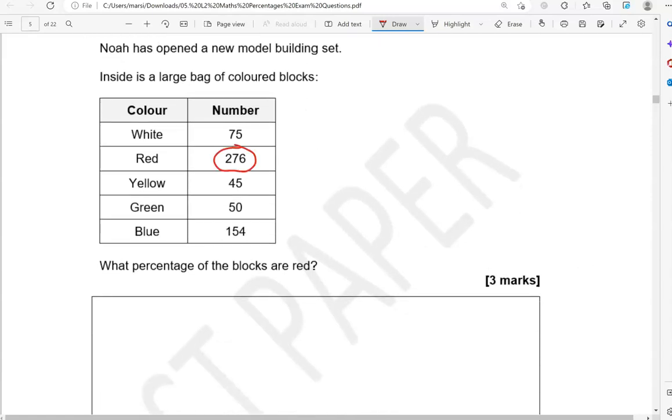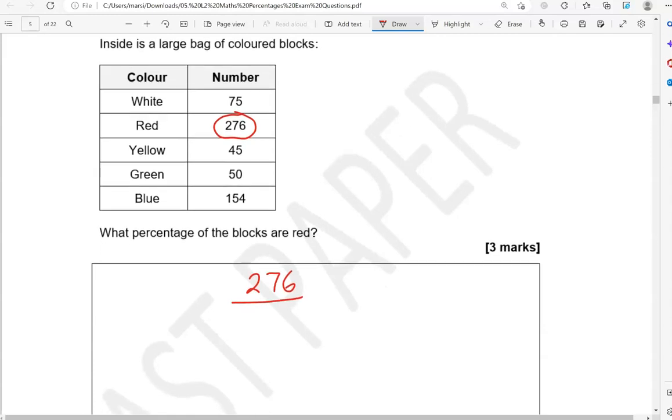So red, we've got 276 out of the total. What is the total? 5 and 5 is 10. 6 and 4 is 10. So 10 and 10, that is 20. 0 down, 2 carried over.